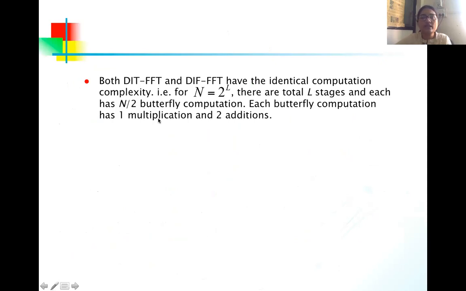We will summarize the structure. Both DIT FFT and DIF FFT have identical computational complexity. For both algorithms, the computational complexity is exactly the same, but the way of representation varies.